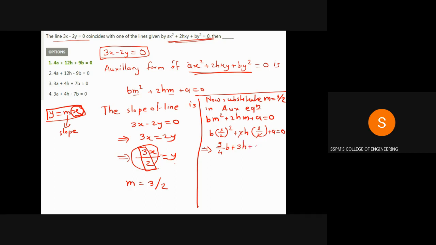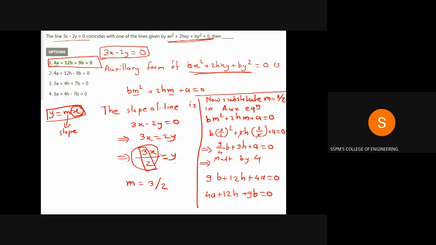We will get 3h plus a is equal to 0. Just multiply by 4. What we will get? 9b plus 12h plus 4a is equal to 0. So this will be the correct option. If you shuffle these terms, you will get 4a plus 12h plus 9b is equal to 0. Therefore, this will be the correct option.